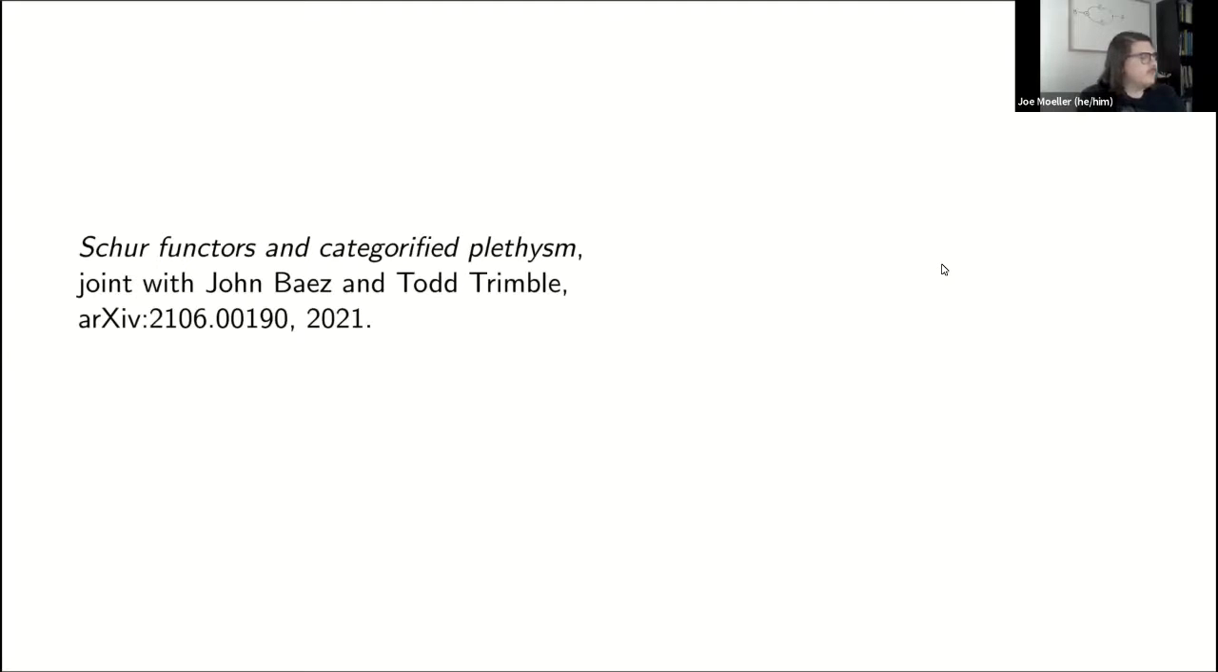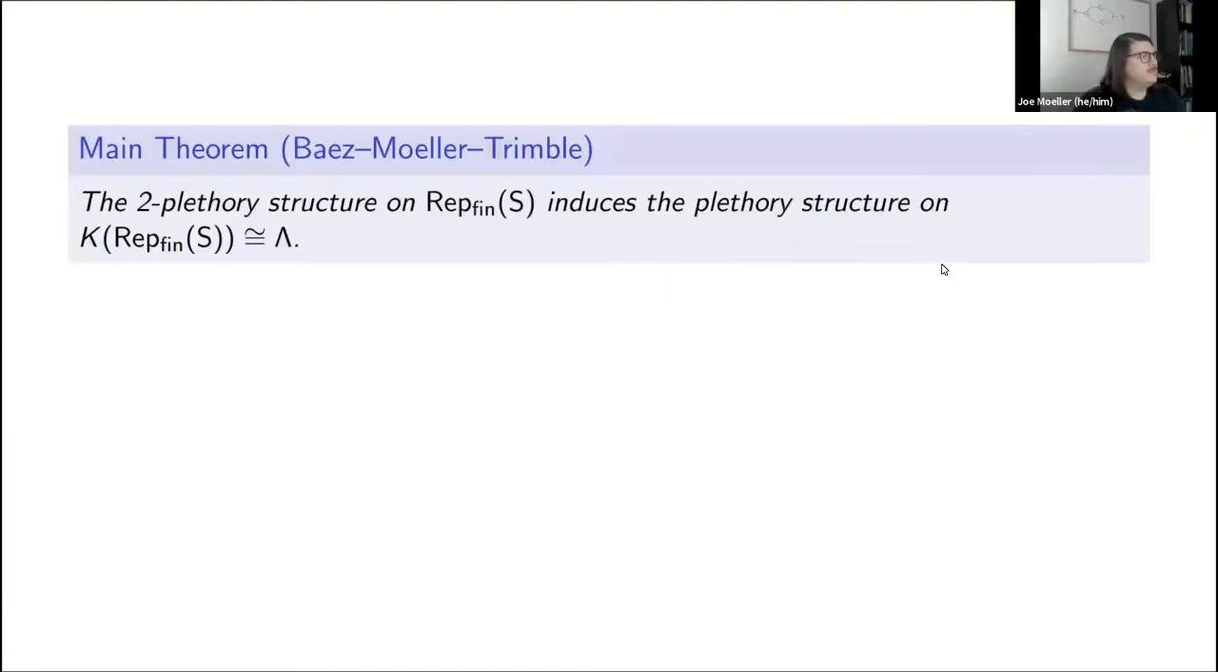And I'm going to start the talk sort of backwards and tell you our main theorem immediately without explaining what all these mean. So the main theorem is that the two plethory structure on rep fin S induces the plethory structure on K of rep fin S, which is the same as lambda.